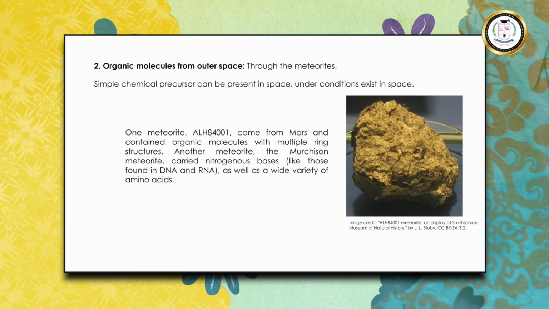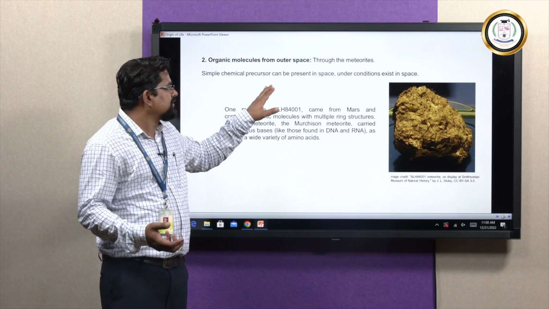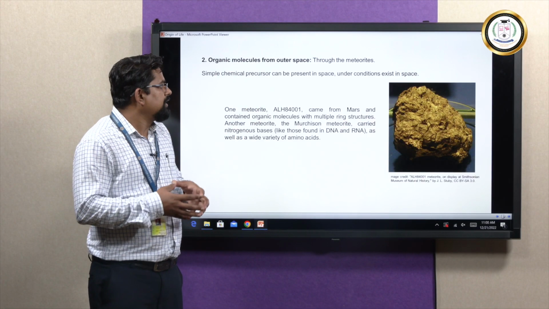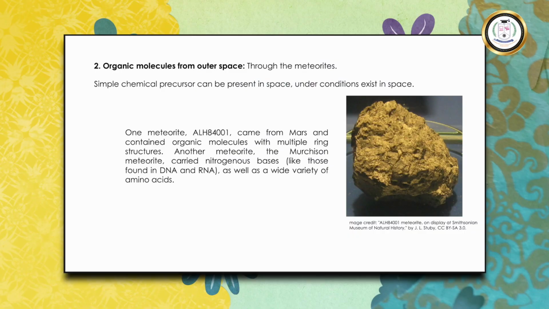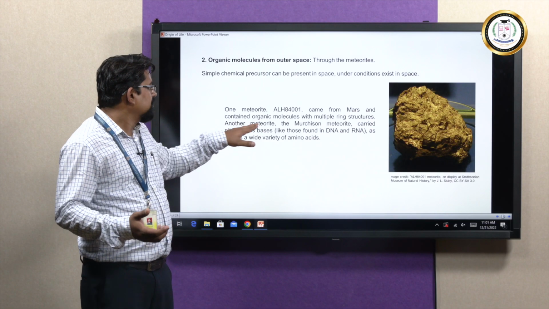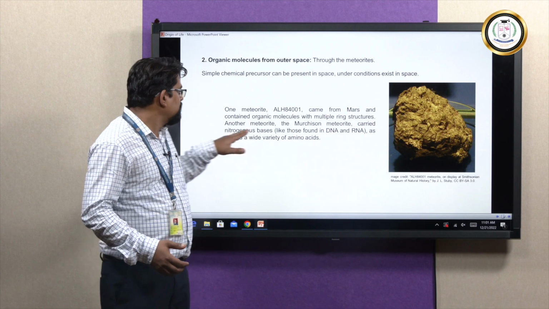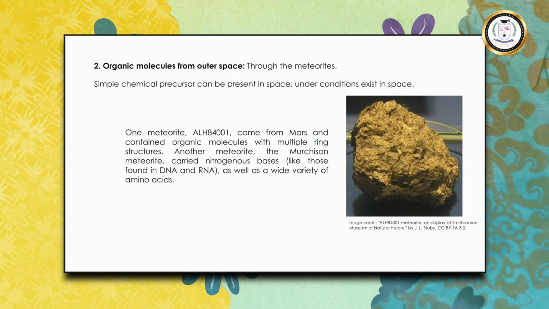The second hypothesis says that organic molecules might have come from outer space through meteoroids. Simple chemical precursors can be present in space under the conditions existing there. One meteorite which came from Mars, ALH84001, has organic molecules with multiple ring structures. There was another meteoroid called the Murchison meteoroid, which carried nitrogenous bases as well as a wide variety of amino acids. So these are the two hypotheses for the origin of life.